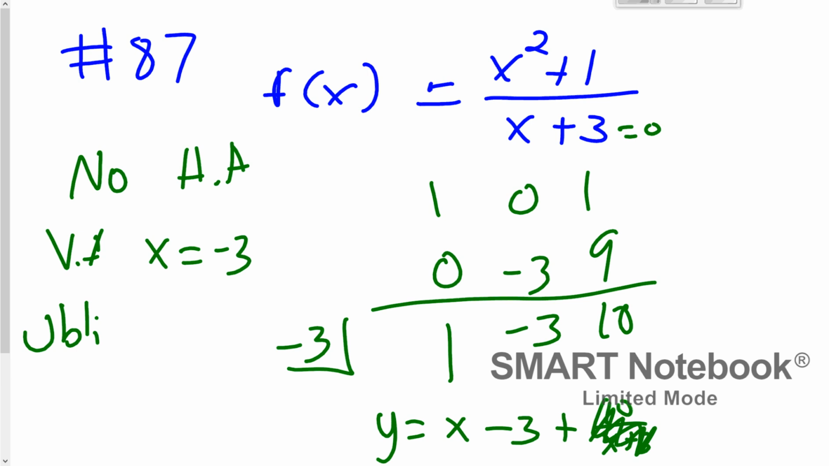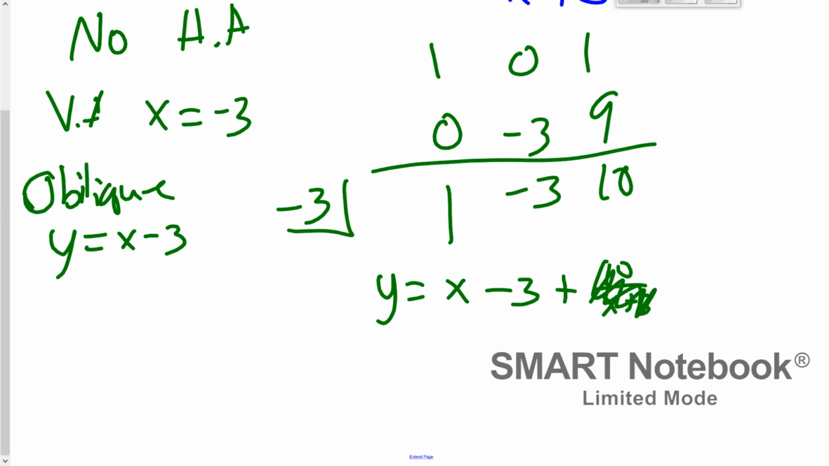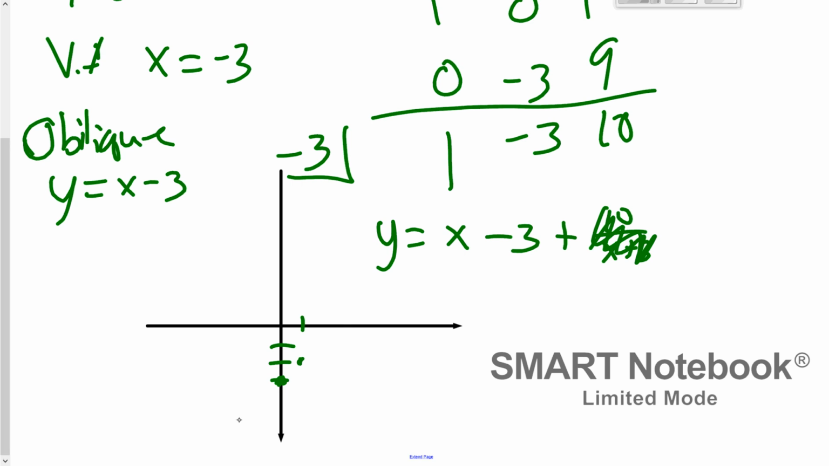So the oblique, I think there's an I before there. Oblique asymptote is y equals x minus 3. All right, so it's a linear equation. We can graph that linear equation. So we go negative 3 is our y-intercept, and then we go up 1 over 1 because that's our slope. And now I can draw my graph. So that oblique one is going to be straight through those 2 points. So that's what it looks like.